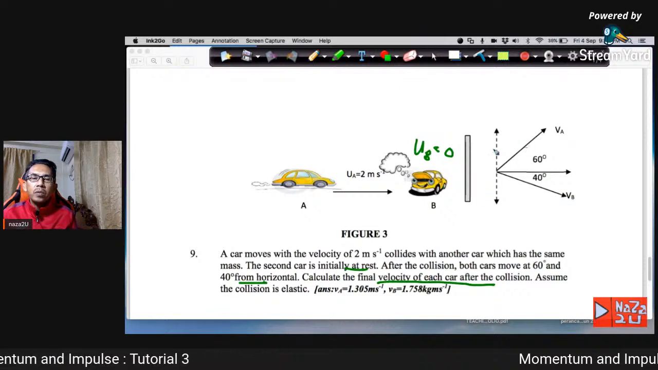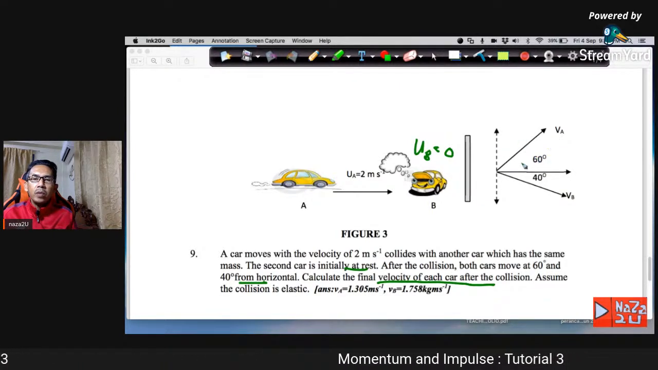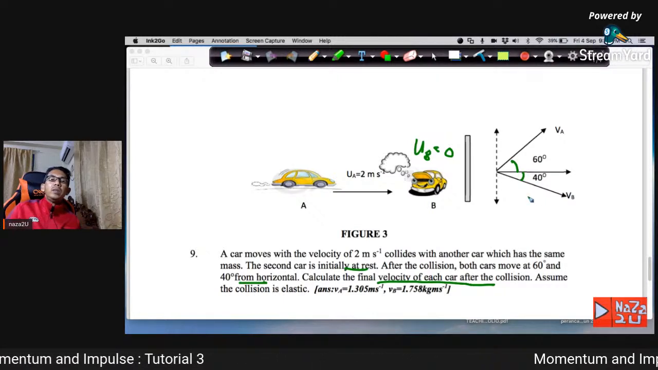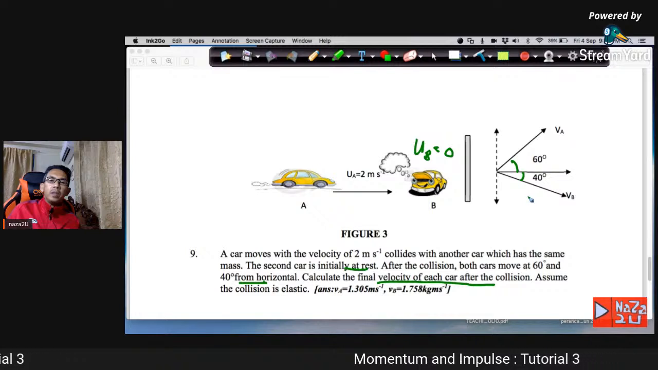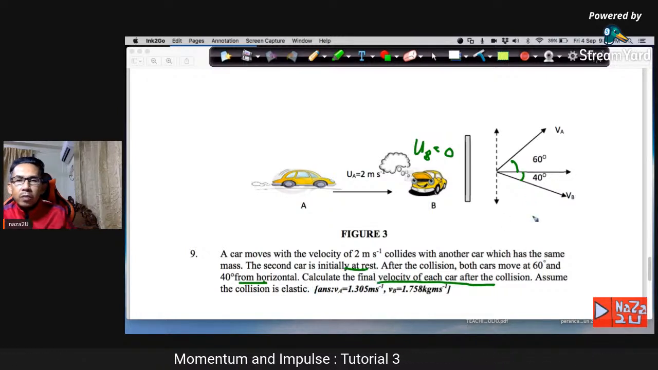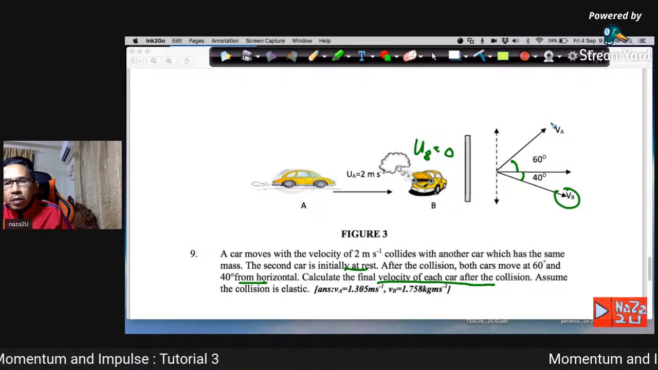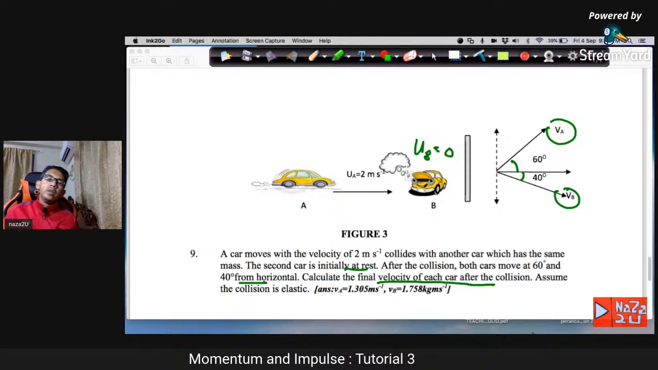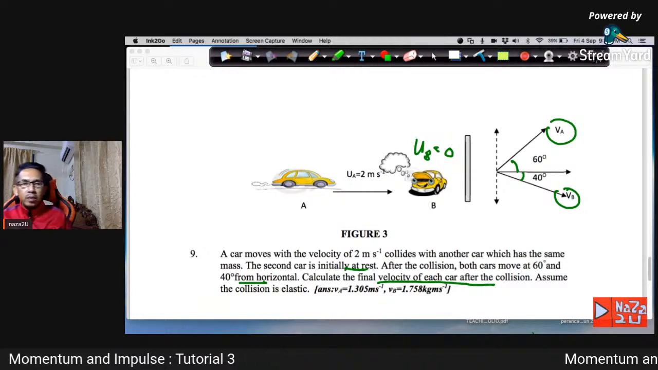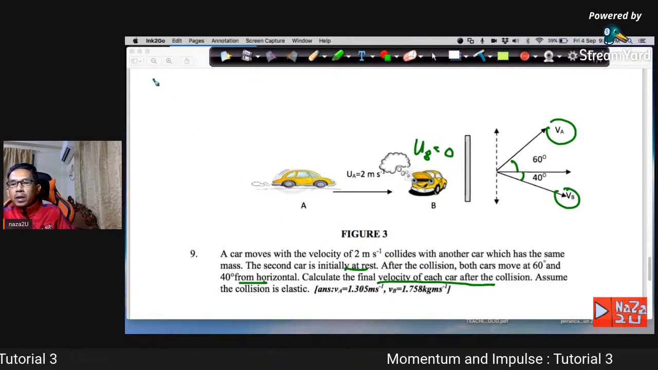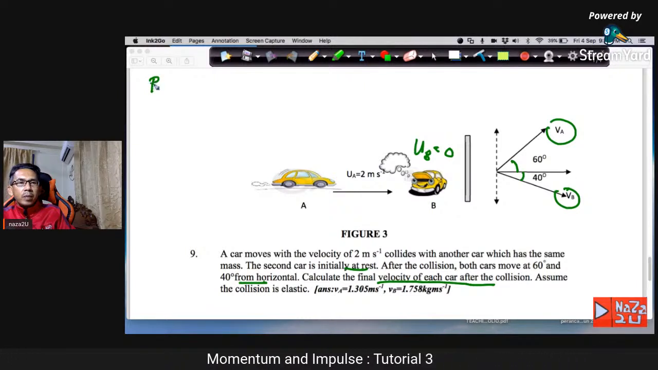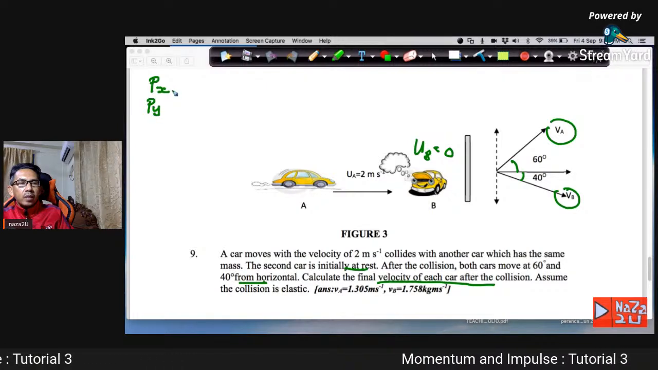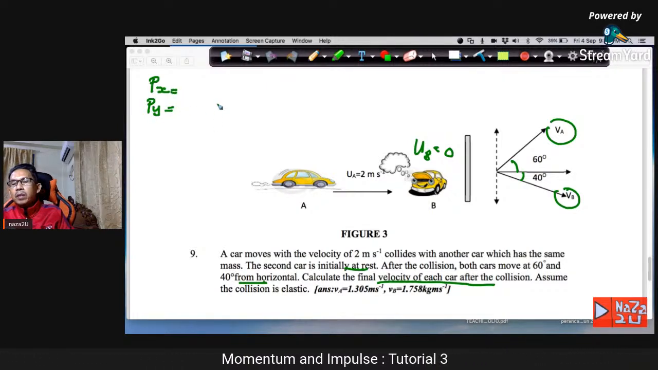And after collision, car A moves upward at 60 degrees from the x-axis, and the second car, VB, moves at 40 degrees, right? So now calculate the final velocity. What is VB and what is VA? Jadi sebenarnya kalau kita nak tengok berkenaan dengan 2D kat sini, first kamu kena resolve item ini kepada PX dan kepada PY. Okay, momentum untuk yang arah paksi X dan arah paksi Y.